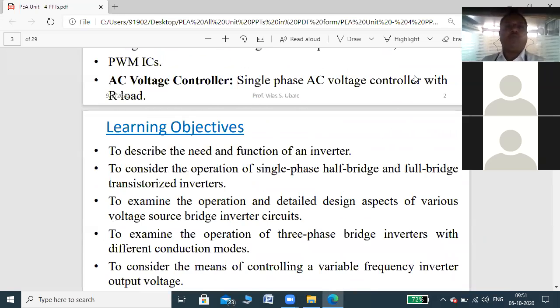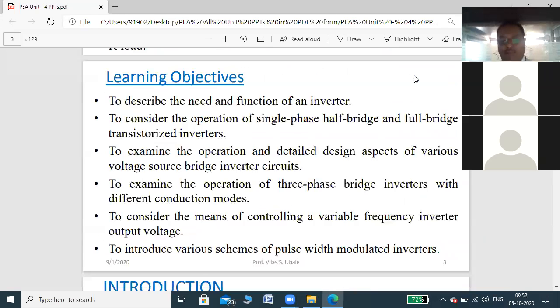Then we will go for the objective. What we have to learn in this particular unit, that is called your objectives. So we will see just objectives of this unit: to describe the need and function of an inverter, to consider the operation of single phase, half bridge and full bridge transistorized inverter. See, describe the need and function of inverter. So already we have discussed about the need. What is the need of inverter?